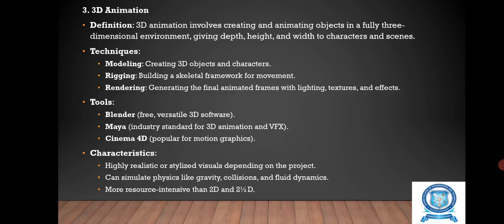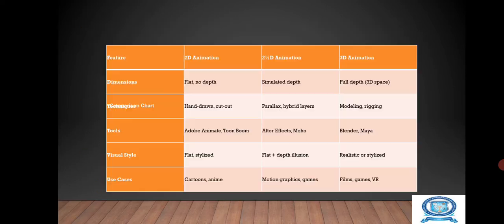Blender is free, versatile 3D software. Maya is the industry standard for 3D animation and VFX, and Cinema 4D is popular for motion graphics. Characteristics of this are highly realistic or stylized visuals depending on the project. It can simulate physics like gravity, collisions, and fluid dynamics. It is more resource intensive than 2D and 2.5D.